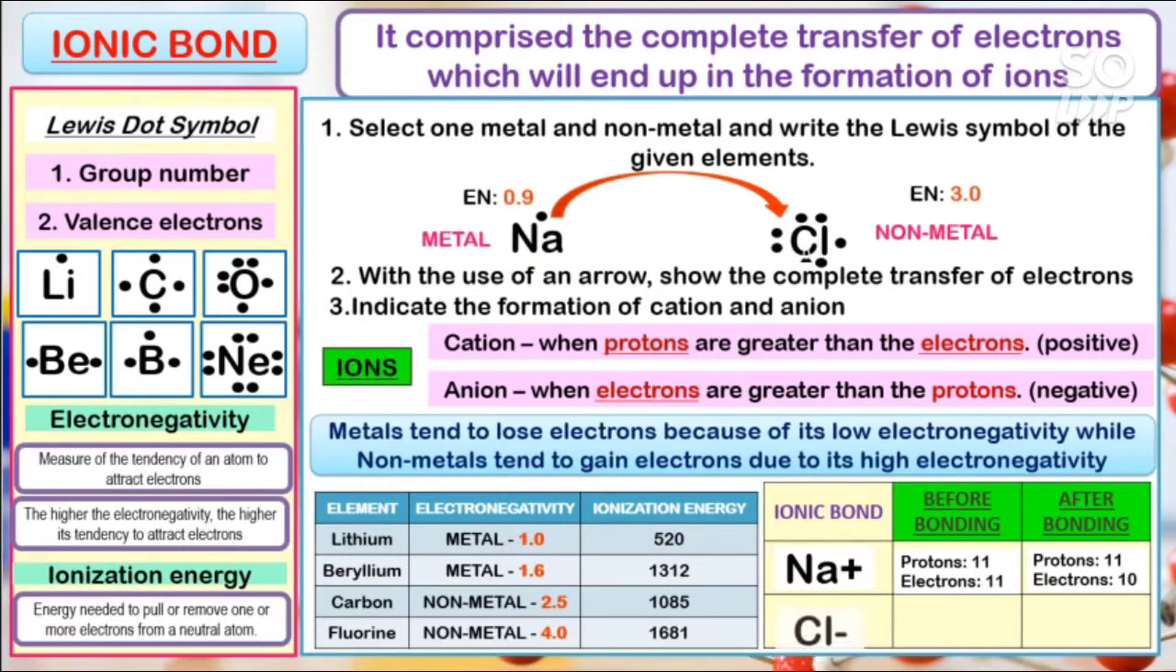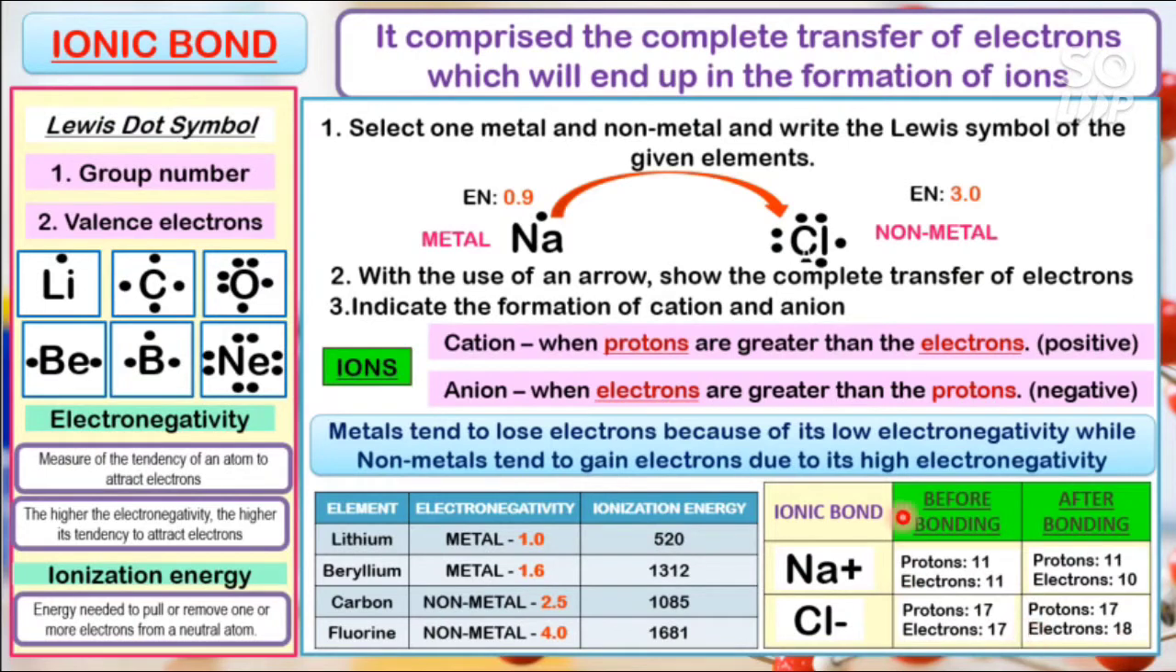How about in chlorine? Before the bonding, the chlorine is a neutral atom, meaning the protons and electrons of chlorine are equal. Protons are 17, electrons are 17. But after the bonding, it gains an electron from the sodium. That's why the electrons of chlorine become 18 from 17. So an additional 1 electron, but the protons stay the same. Only the electrons will gain or lose. Okay? So there is what we call loss and gain of electrons.